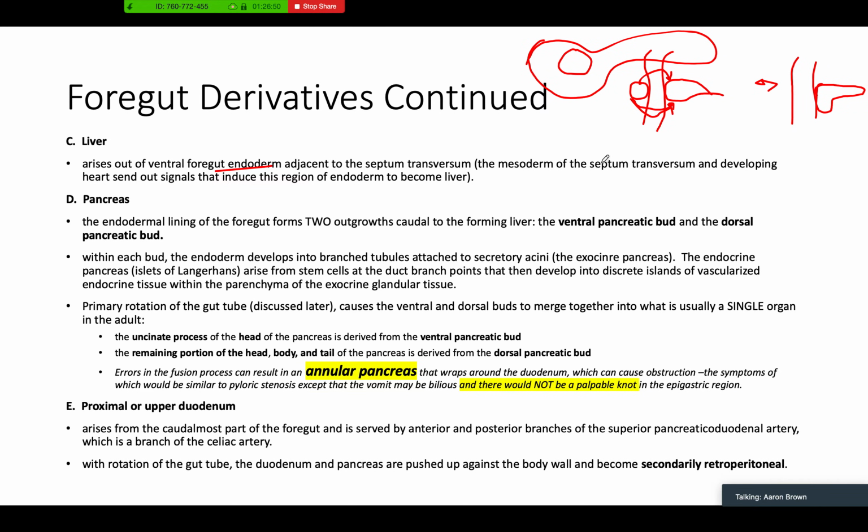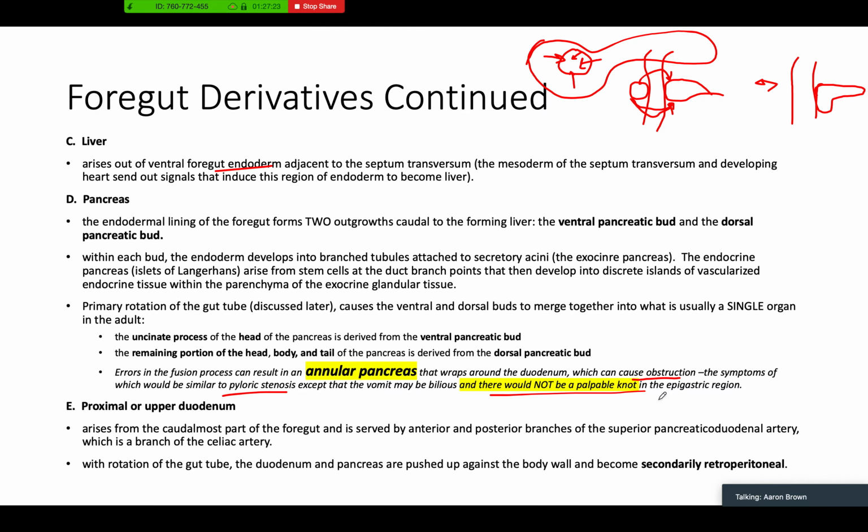So great. So now we get a little bit of extra pancreas. What's the problem with that? Well, what can happen is because it's all the way around the duodenum, it's actually going to constrict on the duodenum and compress this space. And so this may actually present with some obstruction, looking like pyloric stenosis without that palpable knot in the epigastric region. That's the way that you would be able to differentiate that. So annular pancreas is when the pancreas, instead of rotating around, basically grows around the duodenum and constricts it.